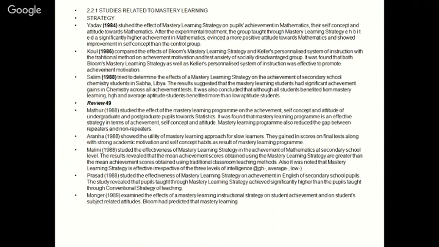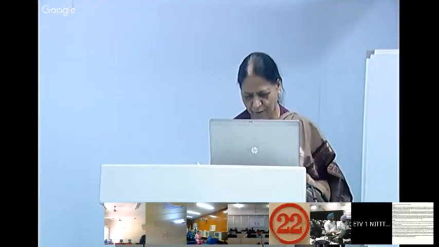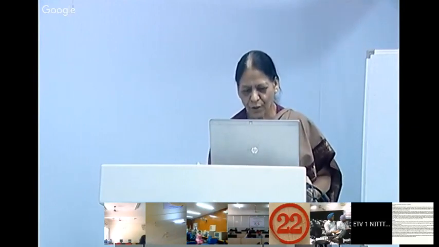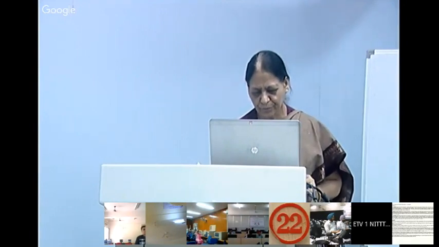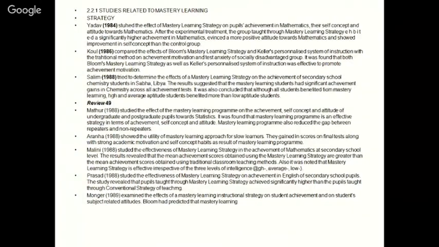Now, if you look at another study, Monger 1989, examined the effects of mastery learning instructional strategy on student achievement and on student subject-related attitudes. And it is written, Bloom had predicted that mastery learning. And you see, when you try to compare Yadav 1984 with Monger 1989, a different set of information is included in the review of related literature.